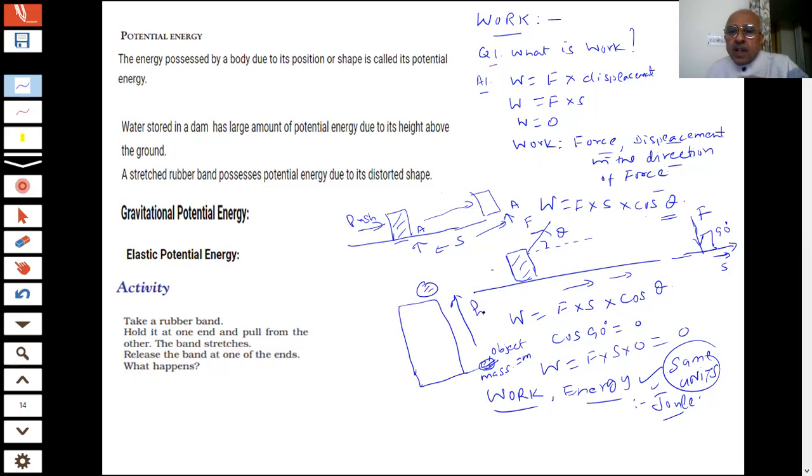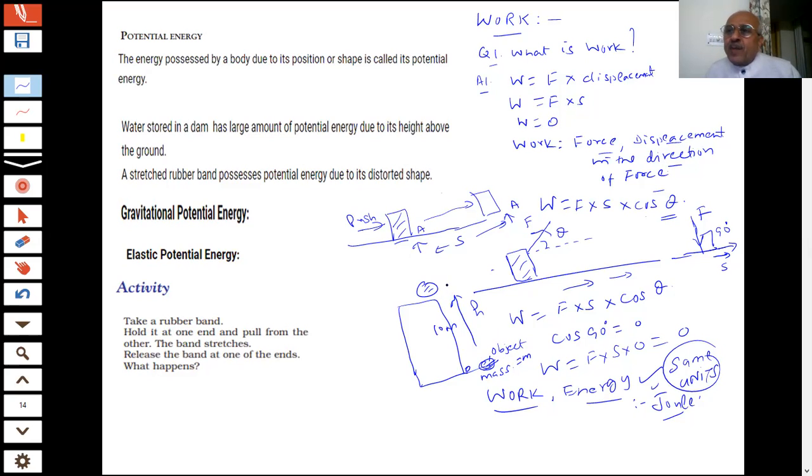Tell me, has work been done on this? Work has been done on lifting this ball from the ground to the height H. Yes or no? Tell me fast. Supposing this height is 10 meters. Work has been done, students. The ball moved from this position to this position, and I put it at a 10-meter height.